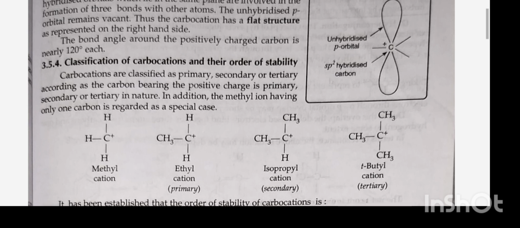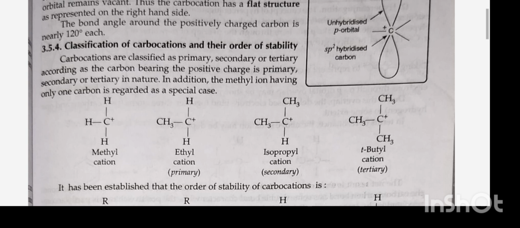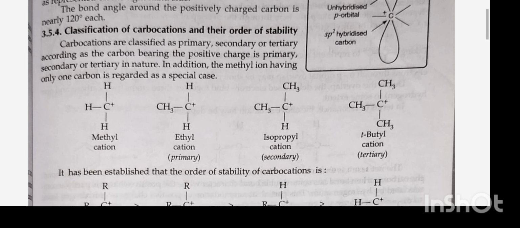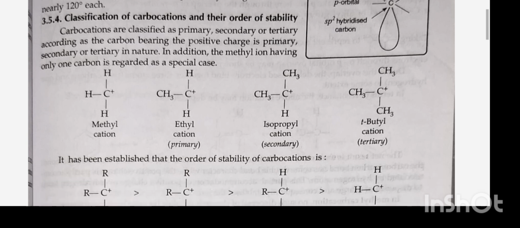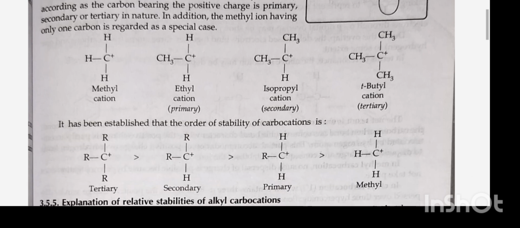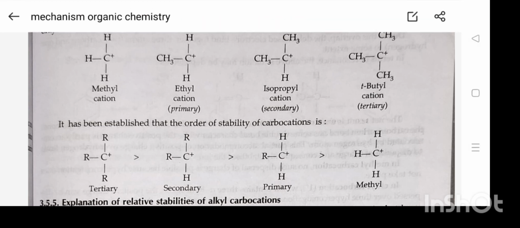Classification of carbocations and the order of stability. Carbocations are classified as primary, secondary and tertiary according to whether the carbon bearing the positive charge is primary, secondary or tertiary in nature. In addition, the methyl cation, having only one carbon, is treated as a special case. Methyl cation, ethyl cation, primary.